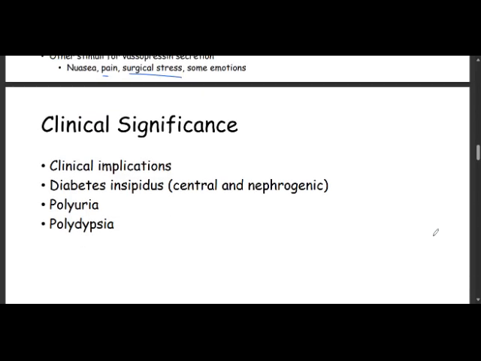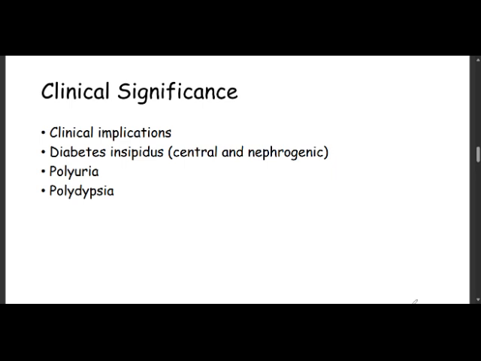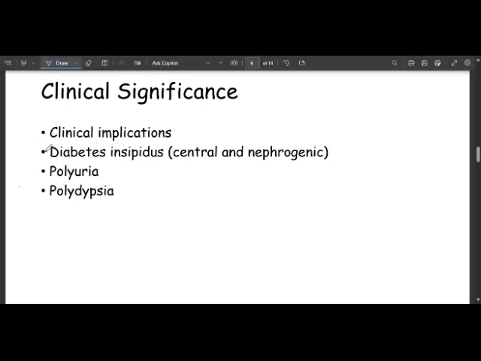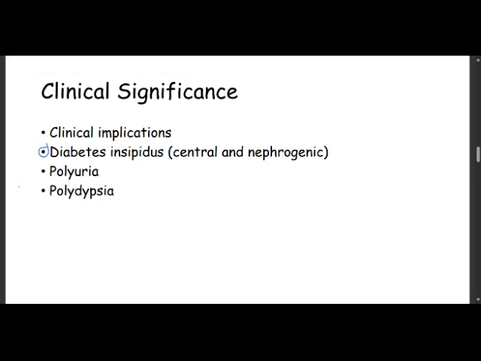All right. So, clinical significance of this particular part: we have diabetes insipidus. Diabetes insipidus can either be central or nephrogenic. Diabetes insipidus is different from diabetes mellitus, because diabetes mellitus is just issues with sugar balance, sugar homeostasis, but diabetes insipidus has an issue with water balance.